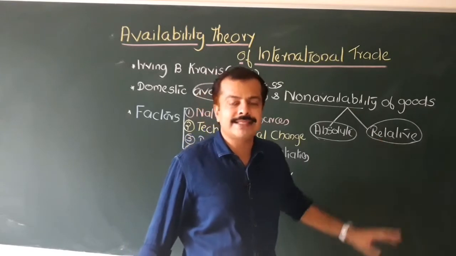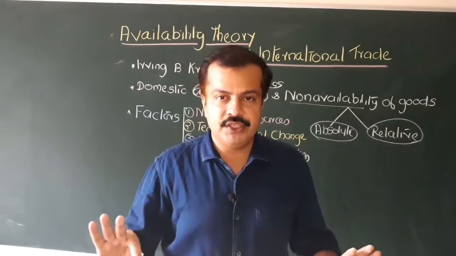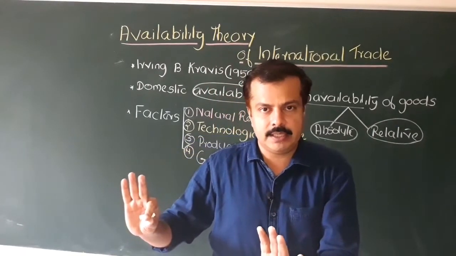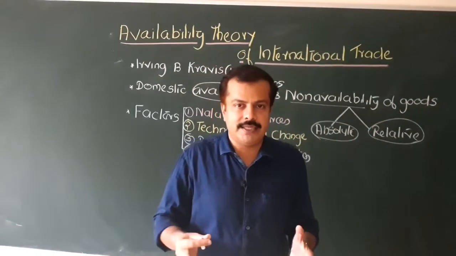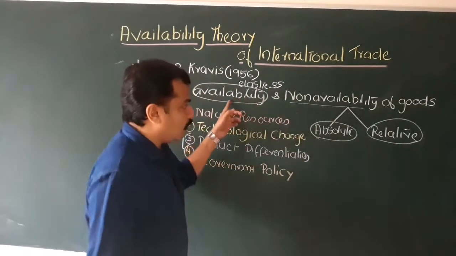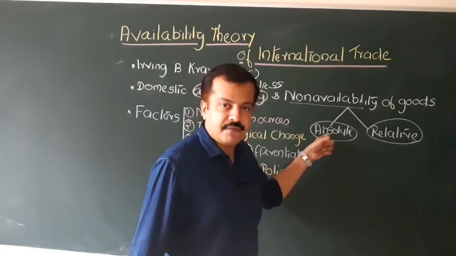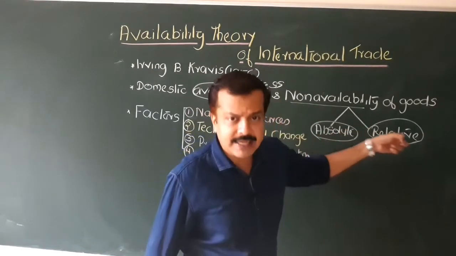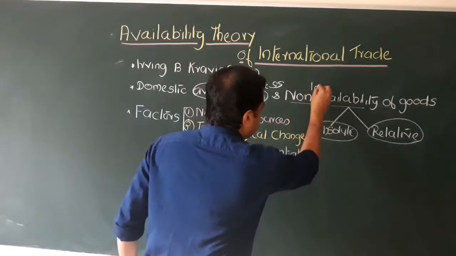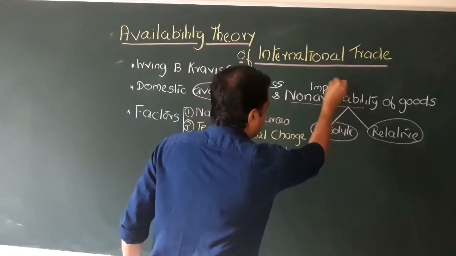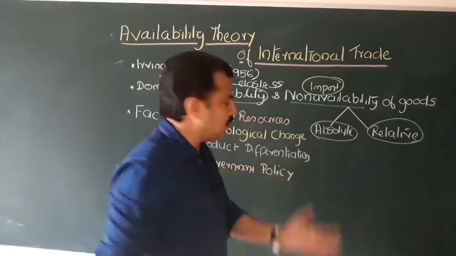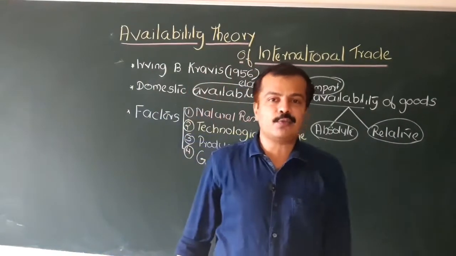That's why we call it relative non-availability. Relative non-availability means that a particular commodity is short in quantity compared to the domestic demand. So when the country is facing absolute or relative non-availability of goods, those commodities will be imported. If those commodities are available, they will be exported as well.